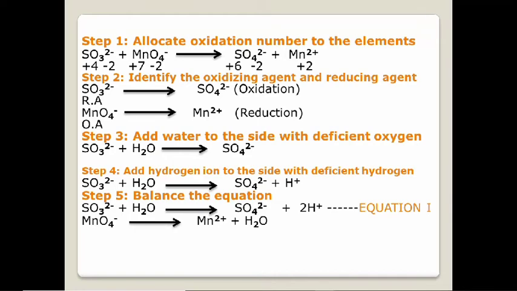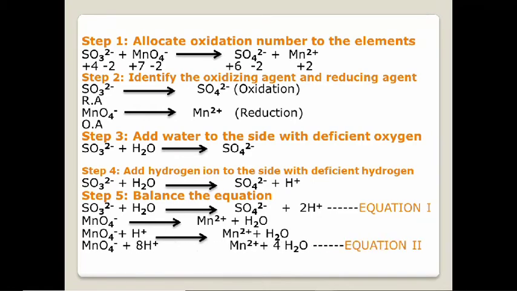So we need to add oxygen atoms to the deficient side, which is the right hand side of the equation. Having added that, we need to add hydrogen ions to the other side where we added water molecules. So we now have this. And the next thing is to balance the equation. So in balancing the equation, we have equation 2.